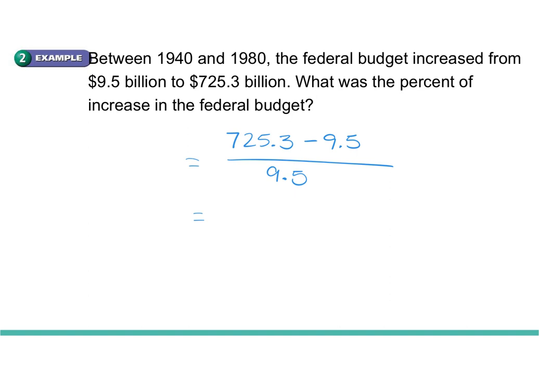We'll subtract, and we're going to find that there is 715.8 billion in change. We'll divide it by the 9.5. That's going to get us 75.35, but that's not our percent of change. To find our percent of change, we need to move our decimal place 2 places to the right. So this is actually 7,535% change. So in a 40-year period, there was a 7,535% change in the federal budget.